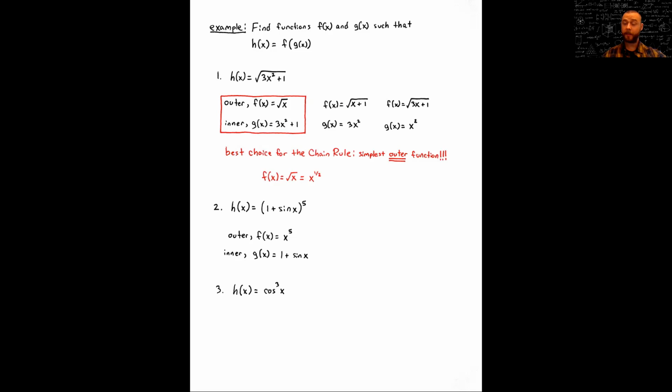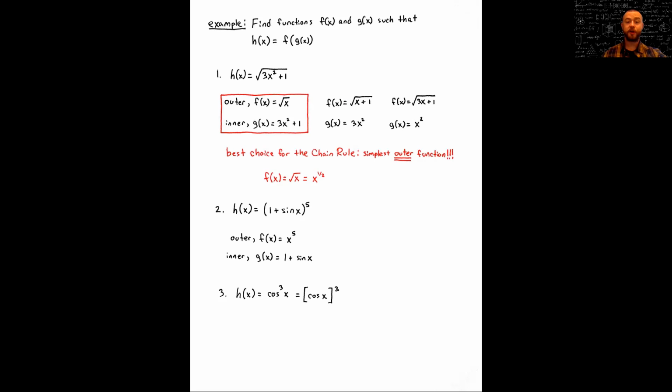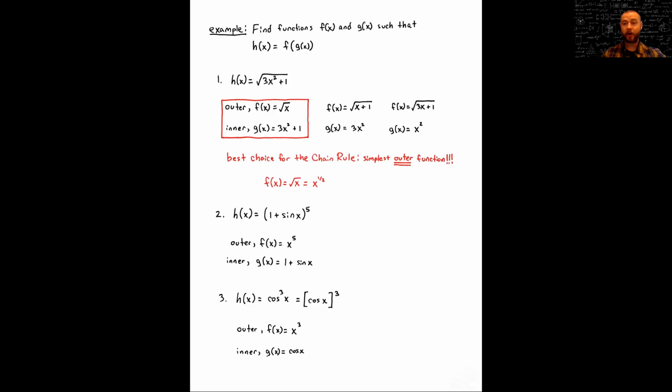All right, now this might be a little bit more difficult, so let's rewrite this. The notation here, cosine cubed of x, really means cosine of x, and that whole quantity is cubed. Now if you rewrite that, it might make it a little more obvious what your outer and inner functions are. We can say our inner function is cosine of x, and the outer function, the third power, we'll say the outer function f of x is x cubed.